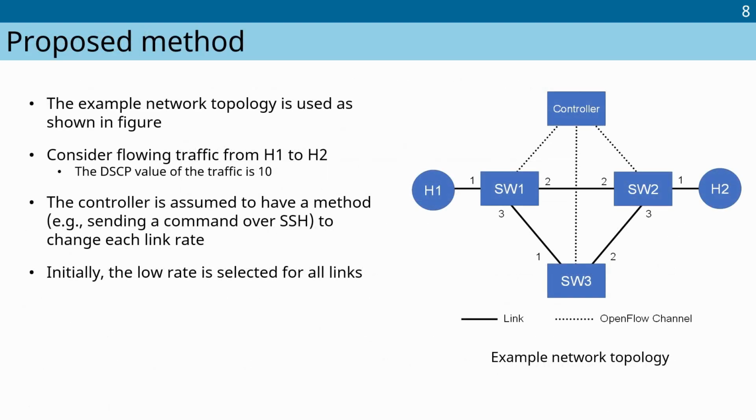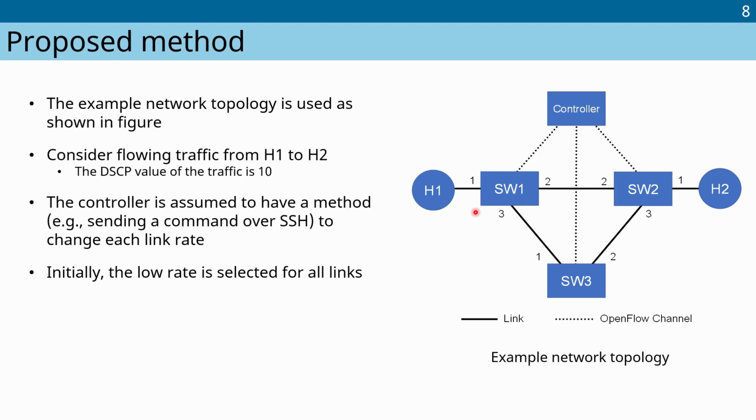We'll explain the proposed method from the example network topology in here. These switch 1, switch 2, and switch 3 are OpenFlow switches. H1 and H2 are hosts. The numbers in these indicate port numbers for general communications.